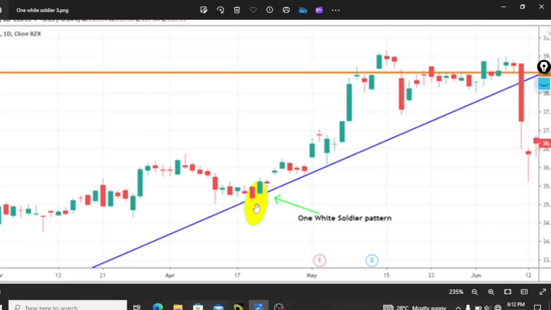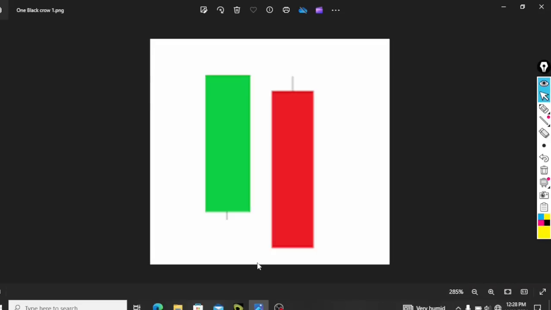All right. The next candlestick pattern we are going to look at is one black crow. One black crow is the opposite of one white soldier, and it is a very bearish phenomenon. Whenever you see one black crow anywhere, just know that it's a bearish turnover. A bearish movement is about to start.